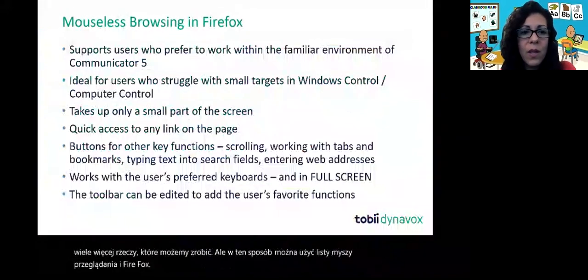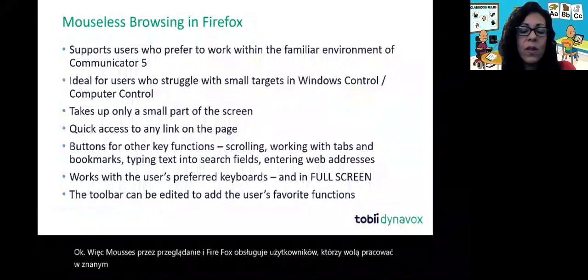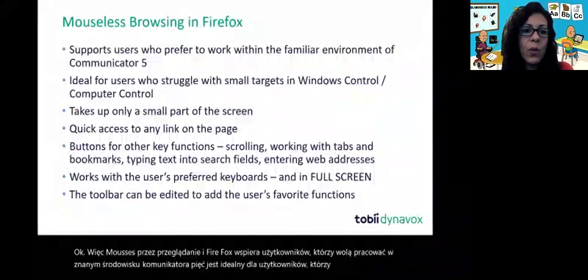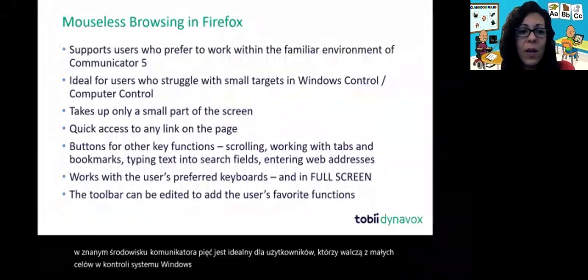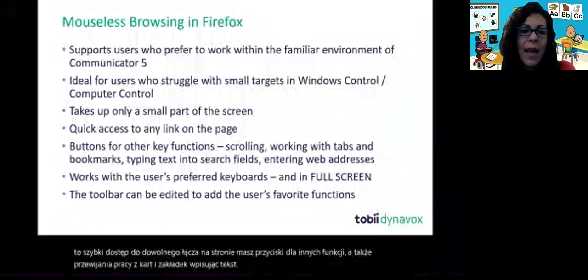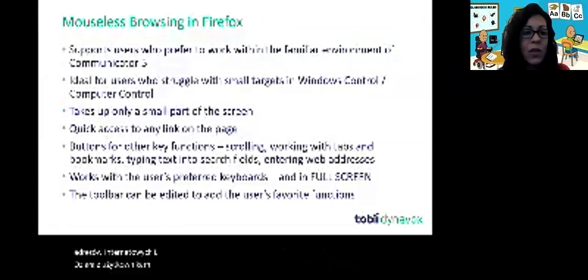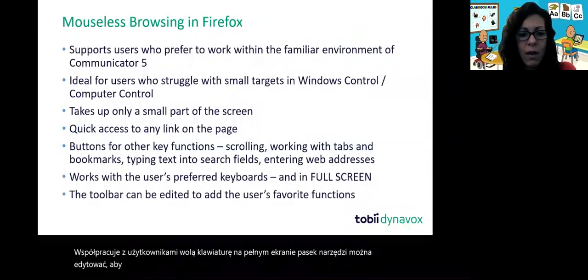So mouseless browsing in Firefox supports users who prefer to work within the familiar environment of Communicator 5. It's ideal for users who struggle with small targets in Windows control or computer control. It only takes up a small part of the screen, and it's quick access to any link on the page. You have buttons for other functions as well, like scrolling, working with tabs and bookmarks, typing text into search fields, entering web addresses, and it works with the user's preferred keyboard in full screen. The toolbar can be edited to add the user's favorite functions. So it's a really nice tool that I thought you might want to know about if you don't already know about it.